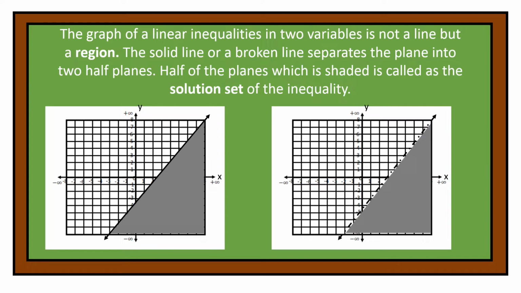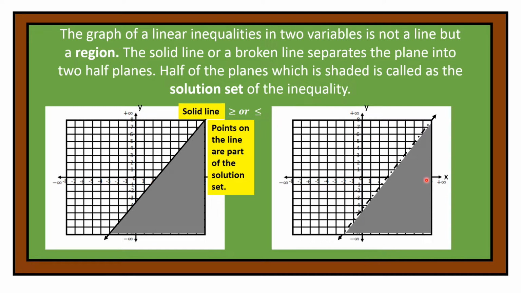So tingnan natin ang ating first graph. So, sa unang graph, gumamit tayo ng solid line. So, ito yung tinatawag na solid line. So, anong ibig sabihin nito? Kapag meron tayong solid line, the points on the line are part of the solution set. Ibig sabihin, lahat ng point na dadaanan ng ating solid line ay kasali sa solution set. So, kailan natin gagamitin ang solid line? So, gagamitin natin ito kung ang symbol ay greater than or equal to or less than or equal to symbol.